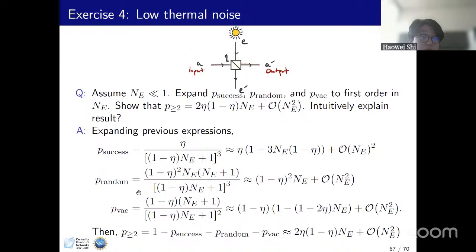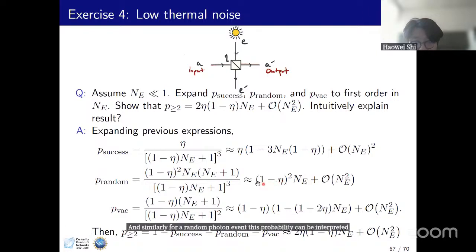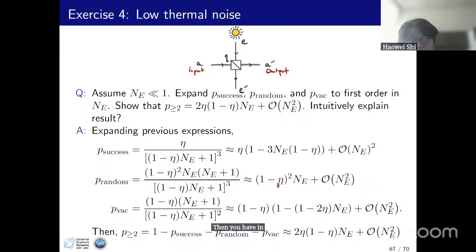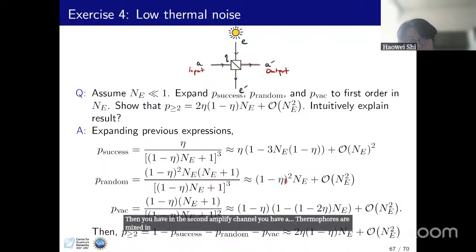And similarly for a random photon event, this probability can be interpreted as: first, for the loss channel, you must have the photon lost. The probability is 1 minus eta. Then in the second amplified channel, you have a thermal photon mixed in. The probability is 1 minus eta times NE. Overall is 1 minus eta squared times NE.